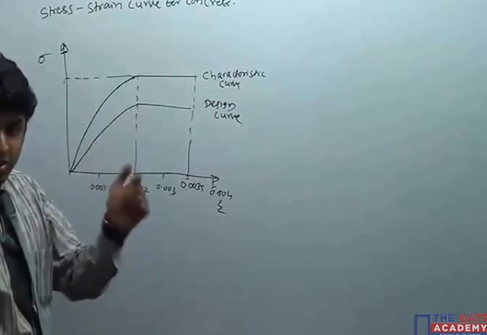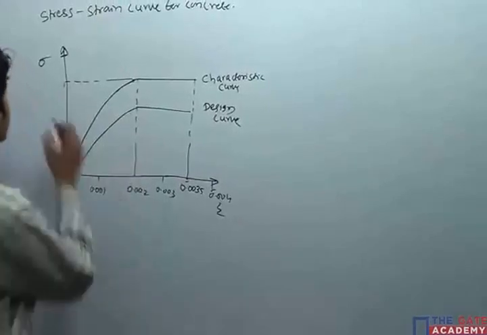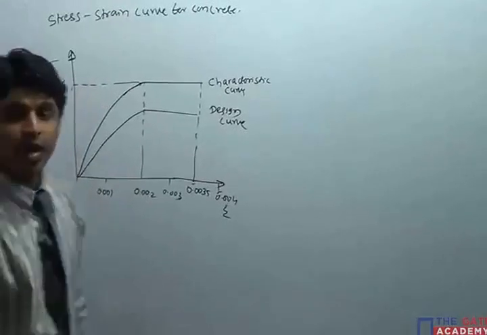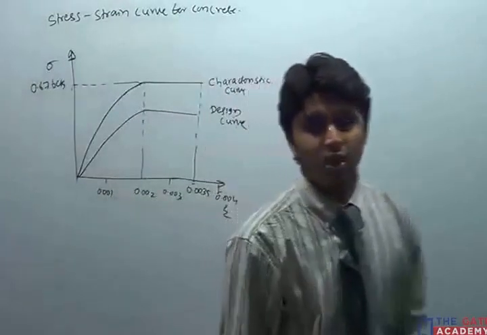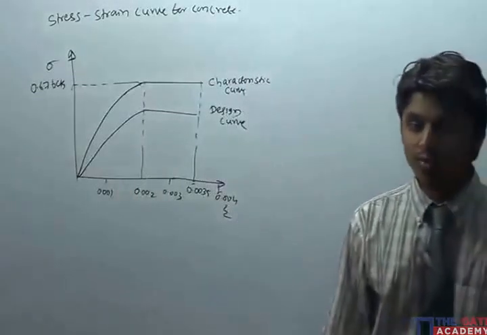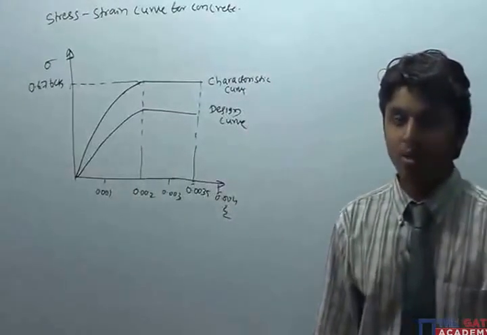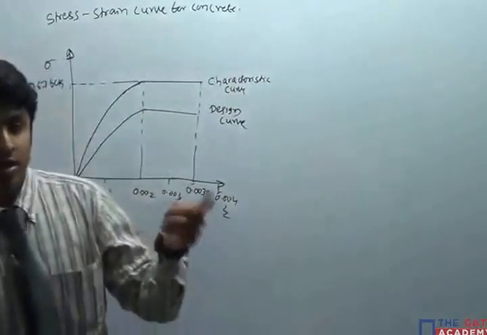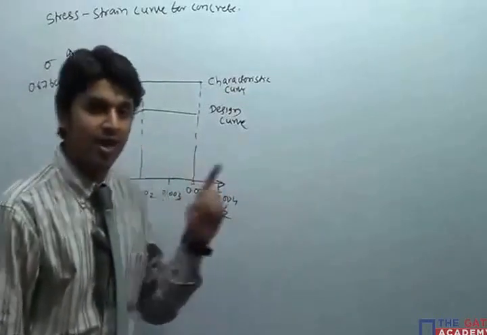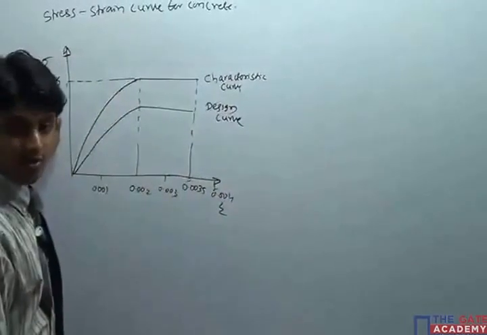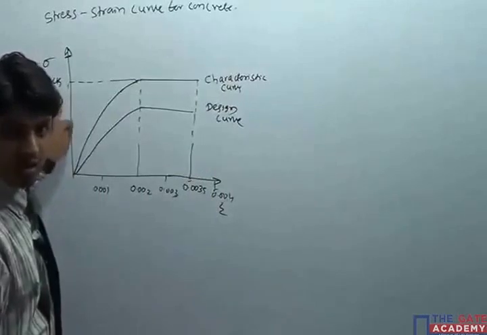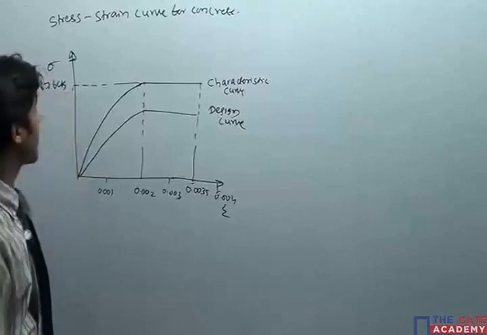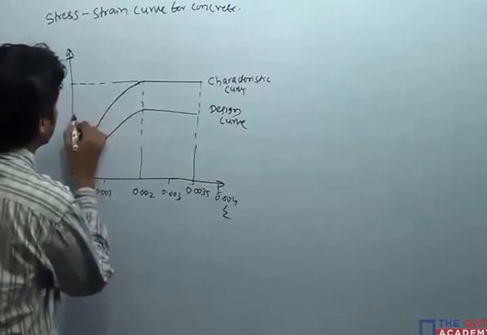The characteristic strength of the structural member when we are using in the structure, I said, is 0.67 fck. Why is it 0.67 fck? Because the slenderness ratio of the beam, column or slab element which we are using in the structure is more. As the slenderness ratio is more, the strength of that particular member will be taken as only 0.67 times of the fck. Only 67% of the compressive strength of the concrete will be taken.